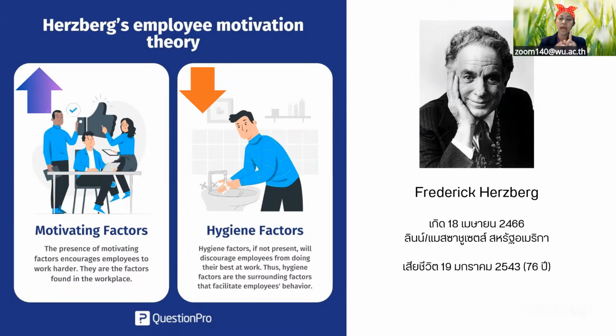The first factor is hygiene. And the second one is the motivation factor. As the name says, like the basic factor, it must be hygiene, right? If we don't have the hygiene factor, or hygiene factors are not enough, this might discourage employees from doing their best at work. In this slide, it shows that the hygiene factors are the surrounding factors that facilitate employees' behavior. The hygiene factor is like the basic thing that the organization should provide for their staff.